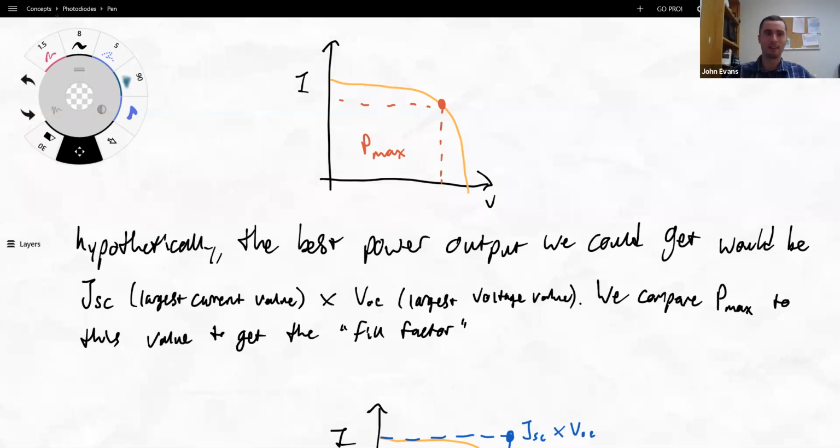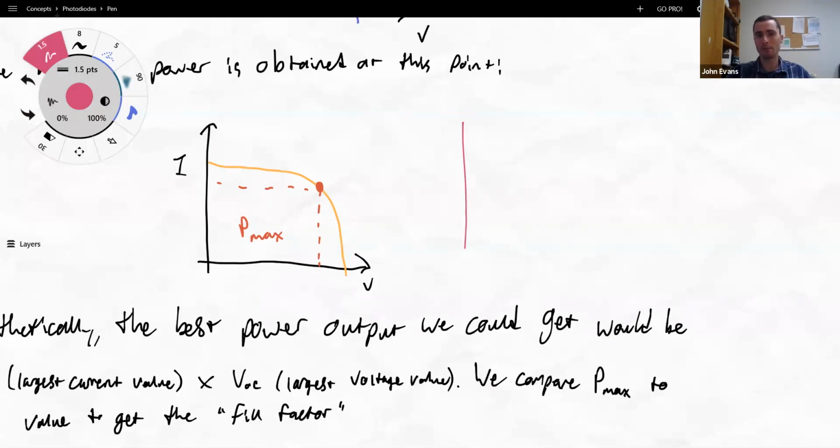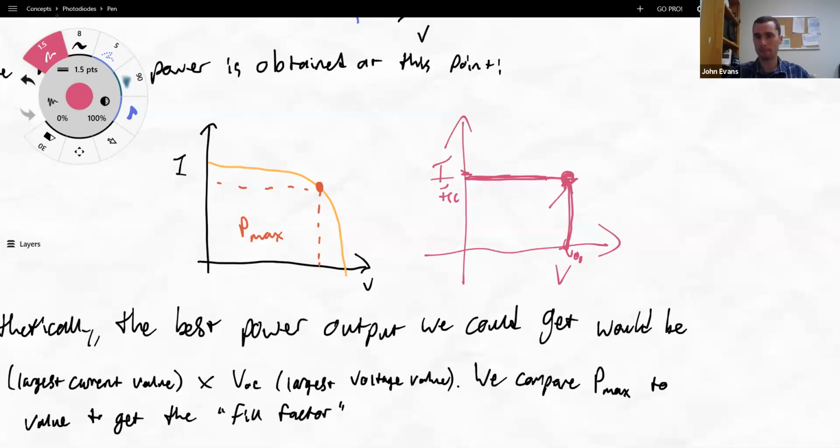We can't get there because of the way the ideal diode equation works, but you could imagine it would be kind of nice if we just had our I and our V, and this is our VOC, and this is our ISC, and the curve just looked like that. It was just literally a square. And then we would get our maximum power right there. Unfortunately, that's not how it works.